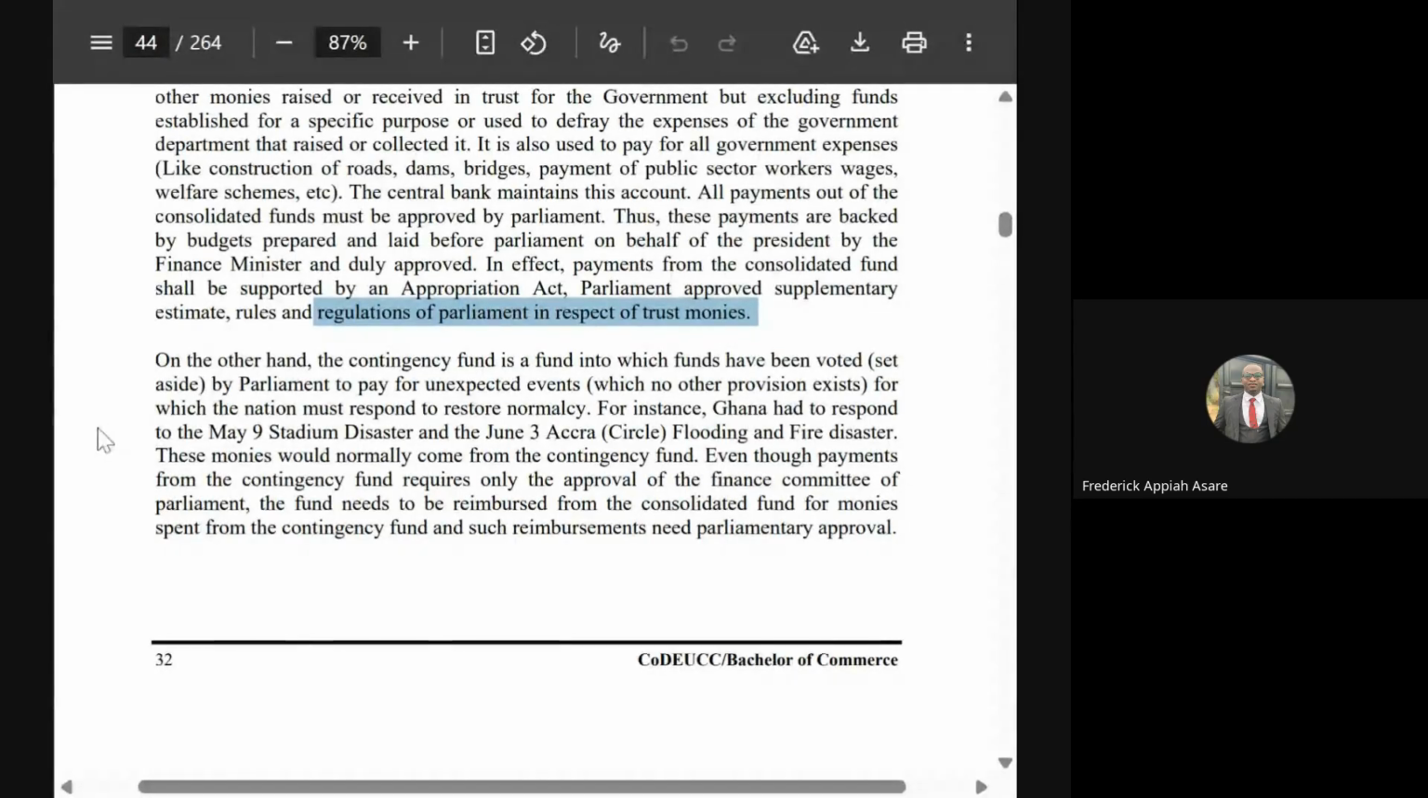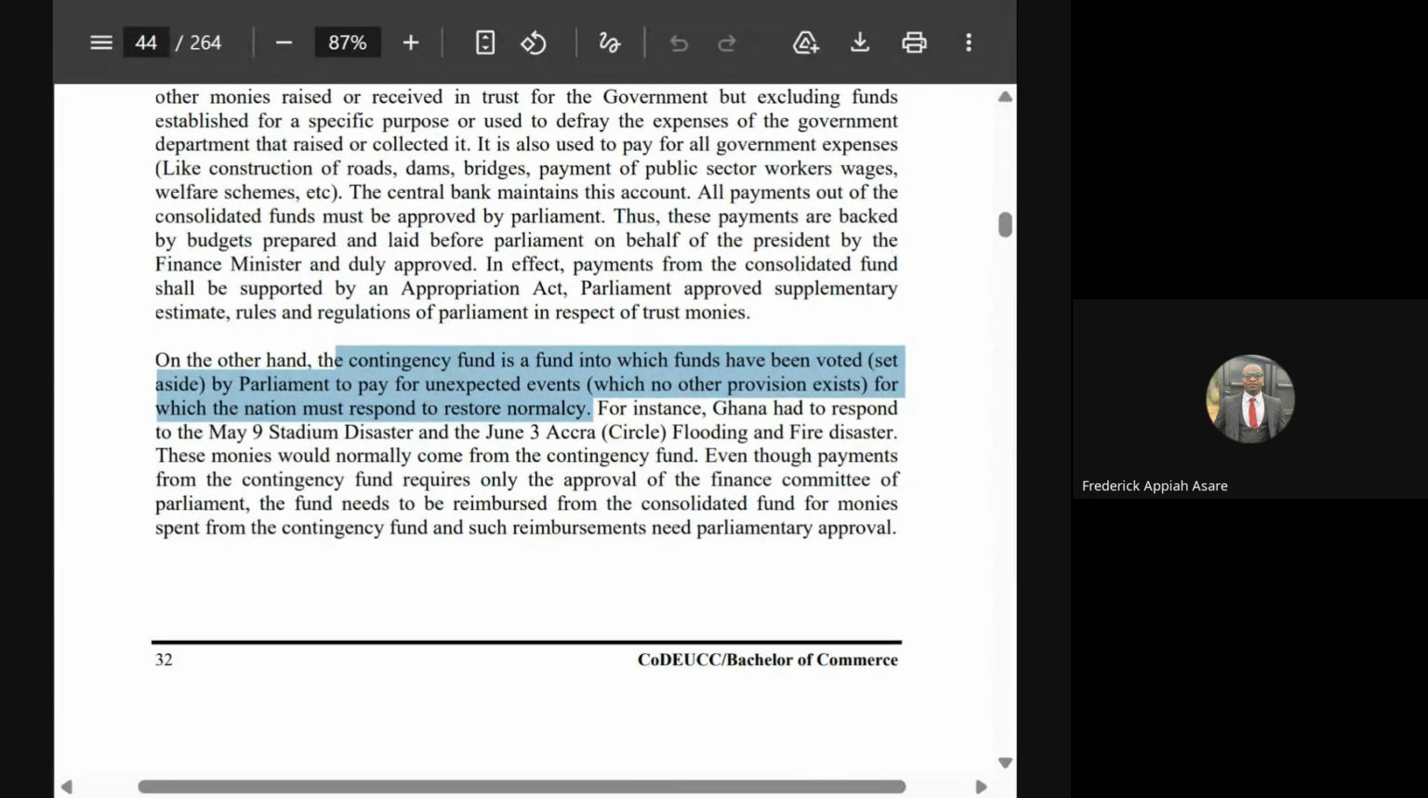Now, on the other hand, the contingency fund is a fund in which funds have been voted, that is, they set aside by Parliament to pay for unexpected events for which no other provision exists, for which the nation must respond to restore normalcy. So that is what I used to explain that.